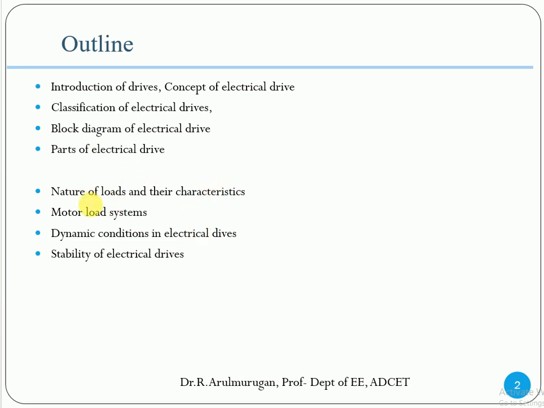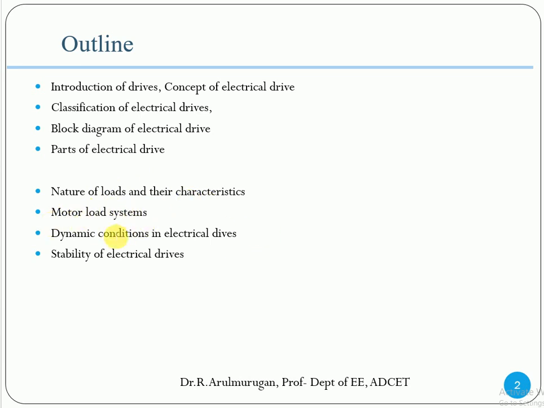Then further, you will see the nature of the load characteristics. So what type of load is it? Either your load is a constant torque load, or a variable torque load. That means torque is directly proportional to the speed you want, or torque is proportional to the square of the speed you want, or torque is inversely proportional to the speed you want, a variable speed. So our load characteristics should match the drive system.